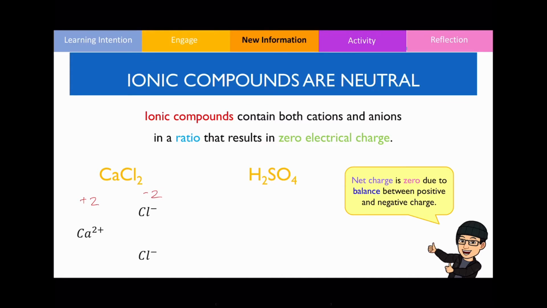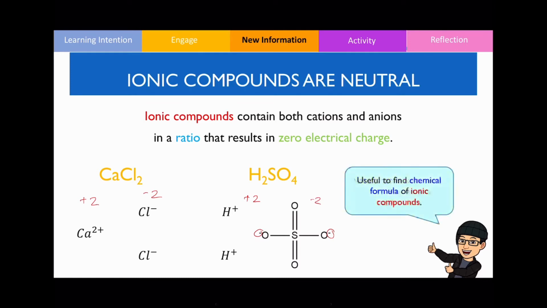And for the next example, sulfuric acid, hydrogen will have a +1 charge, whereas the sulfate ion has a -2 charge. You can see that each of these oxygen atoms over here carries a negative charge each, so -2 overall. So therefore +2, -2, and as a result they neutralize each other, hence the overall charge of the ionic compound is 0.